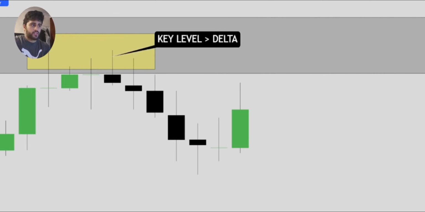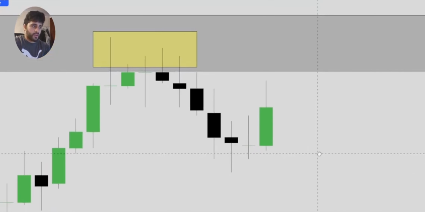So that was the first rejection, and this ultimately led to the first trade. Now, one question I get is, which candle do I enter from?